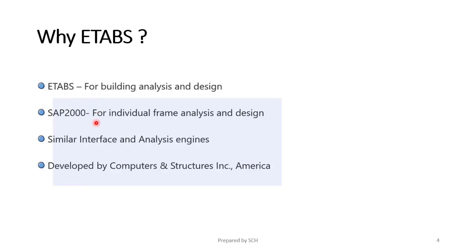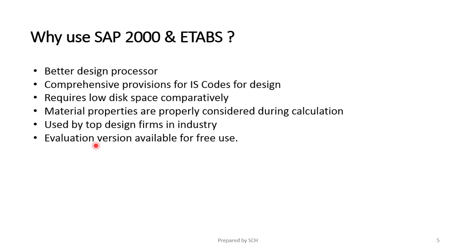But the main difference, and why we are using ETABS for our course, is that SAP 2000 is a general software which you can use for analysis of various structures, not only for buildings. ETABS is specifically for building structures. So if you know ETABS, you can also learn SAP 2000. Both are very powerful softwares, and a lot of design industries are using ETABS for building designs.